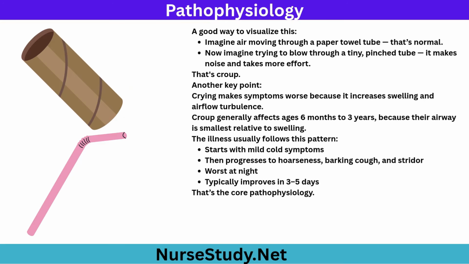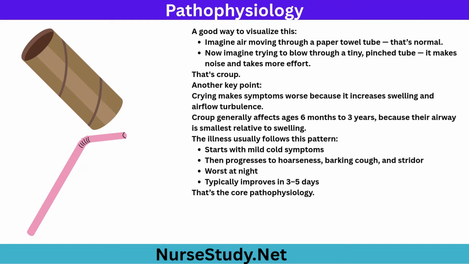A good way to visualize this: imagine air moving through a paper towel tube. That's normal. Now imagine trying to blow through a tiny pinched tube. It makes noise and takes more effort. That's croup. Another key point: crying makes symptoms worse because it increases swelling and airflow turbulence. Croup generally affects ages 6 months to 3 years because their airway is smallest relative to swelling.